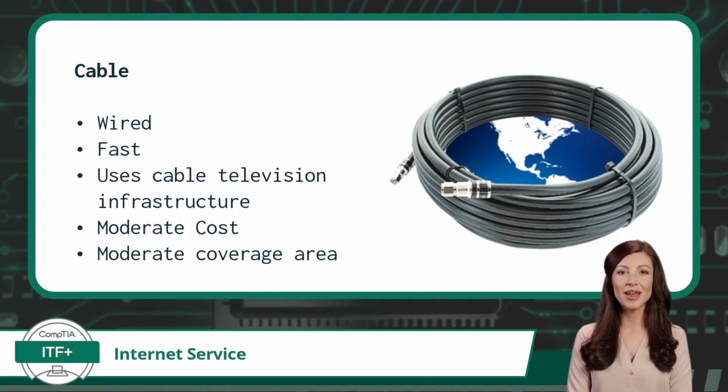Cable internet is a type of wired internet connection that utilizes the same coaxial cables used for cable television transmission to deliver high-speed internet access to homes and businesses. It provides sufficient speeds for most homes and small businesses, but falls short of the speeds possible with fiber optic connections. As a plus, cable internet is usually cheaper than fiber optic connections and has a larger coverage area.